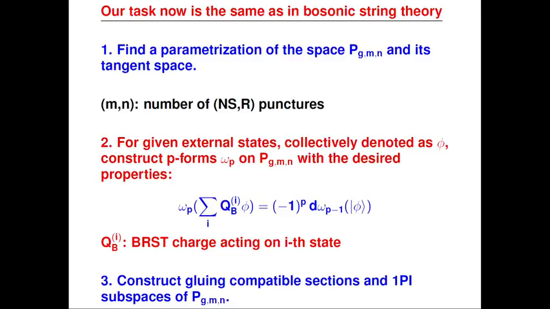The second task is that for given external states, which we collectively denote by phi, we need to construct a p-form, in fact a series of p-forms omega_p, on this fiber bundle P_g^{m,n} with the desired properties. One of the important properties that we need is this. And the final task will be to construct gluing compatible sections and 1PI subspaces of P_g^{m,n}. In fact, these are not independent problems. Once you have chosen gluing compatible sections, that automatically comes with a prescription for 1PI subspaces. So really the question is to construct gluing compatible sections.